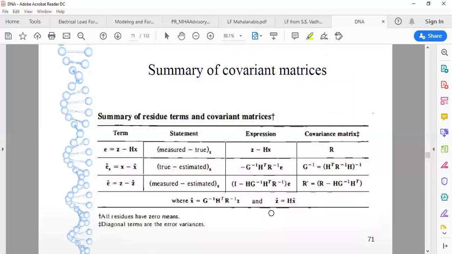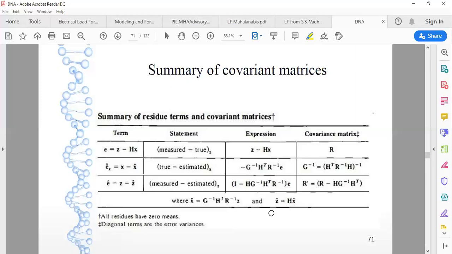Okay, now don't get confused because we have defined many variance, covariance kind of terms. So let's discuss one more time so that the entire thing will be clarified or can be visualized in a more realistic way. So the first term, that is e is equal to z minus Hx. The measured value is z, Hx is equal to the true value. So over here we have defined the value e, error. Okay, and that is nothing but the difference between measured value and true value. Okay, that is nothing but the covariance matrix.